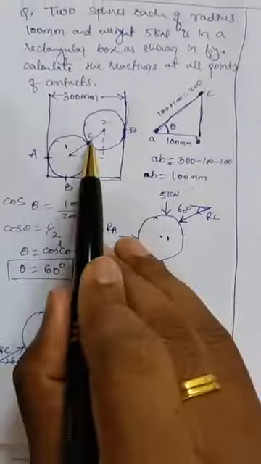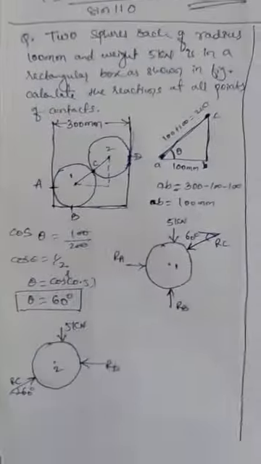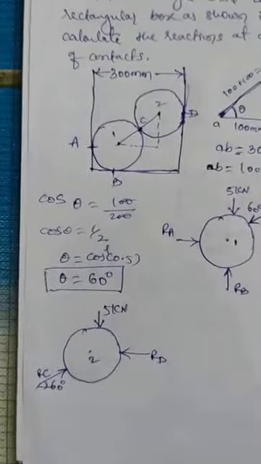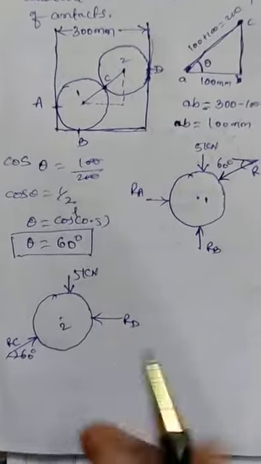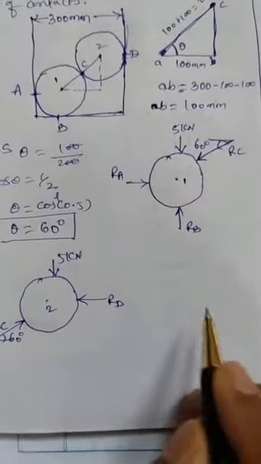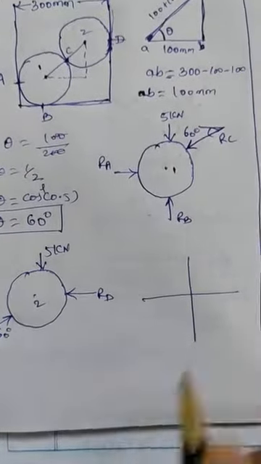Now, 2 contact points and self weight, so totally we have 3 forces acting on this sphere. Among these 3, 1 is known and 2 are unknown. We can easily apply Lami's theorem. So I will draw a plus mark and try to show the forces acting on it.